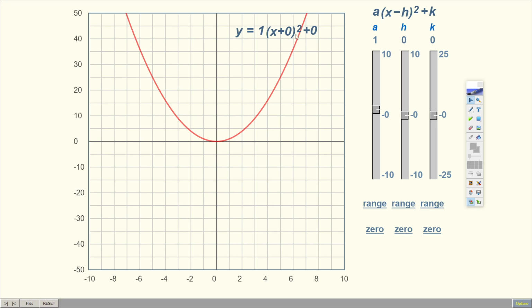Then let's see what happens if we change the h value. What if we change it to a -1? What happens? It moves to the right. You can keep increasing this here, -2, -3, -4. It keeps going to the right. Then if we go in the positive direction, it moves to the left.